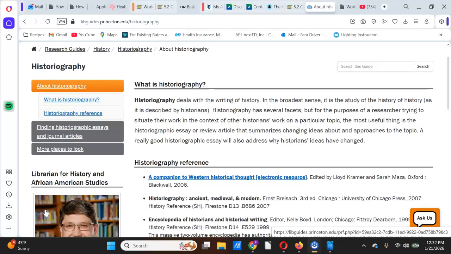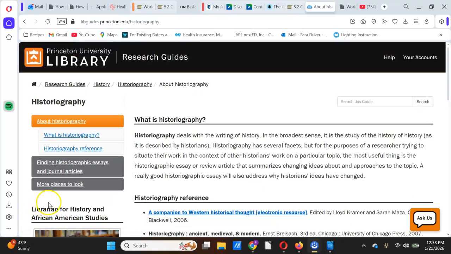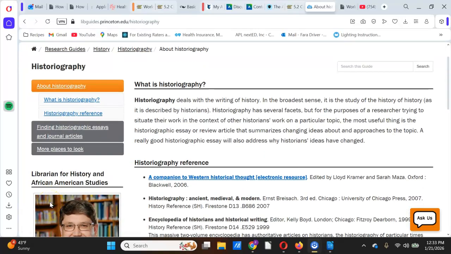All right. So with that in mind, let's talk about something called historiography. This is from the Princeton University Library website, but this is a standard definition that is used across almost all history courses. Historiography deals with the writing of history. In the broadest sense, it is a study of the history of history as it has been described by historians. It does, though, have numerous facets. What we are looking at in this course is understanding how interpretations of history have changed, because they do.